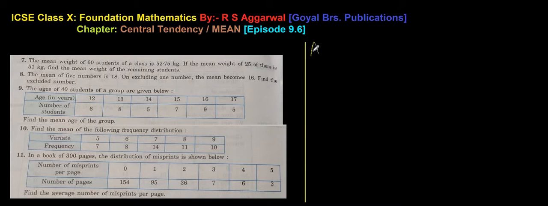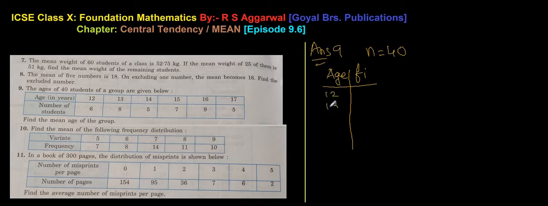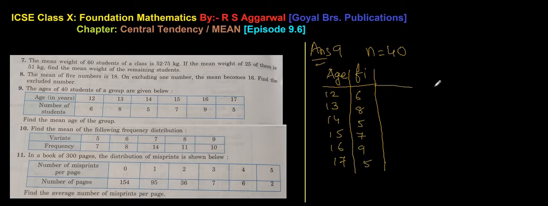So we will say answer 9. The age of 40 students is given, that means n is equal to 40. So we require frequency. This is by the direct method. So here we write down age, and here we write down frequency Fi. So ages 12, 13, 14, 15, 16 and 17, and the frequencies given are 6, 8, 5, 7, 9, 5. So this is the direct method.